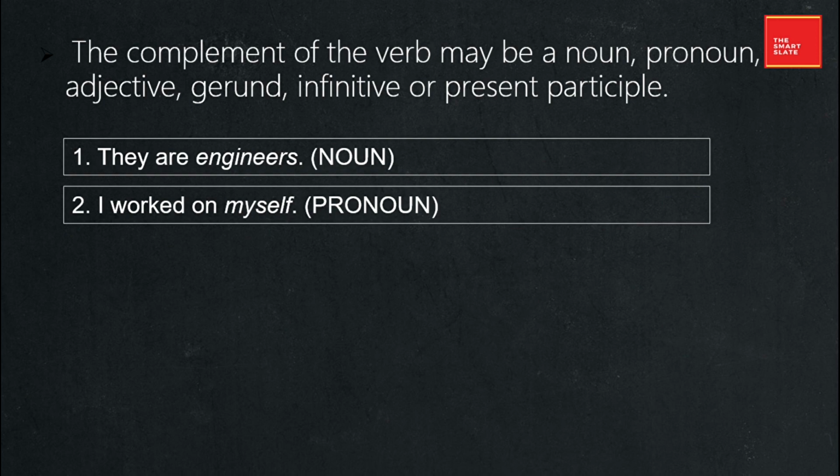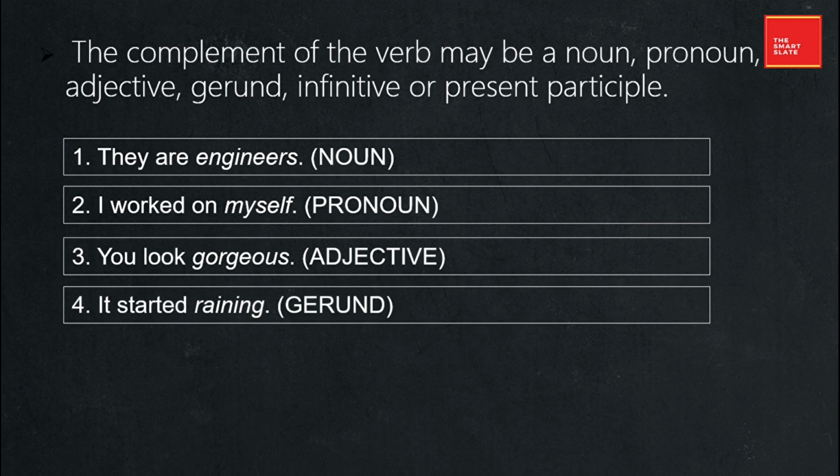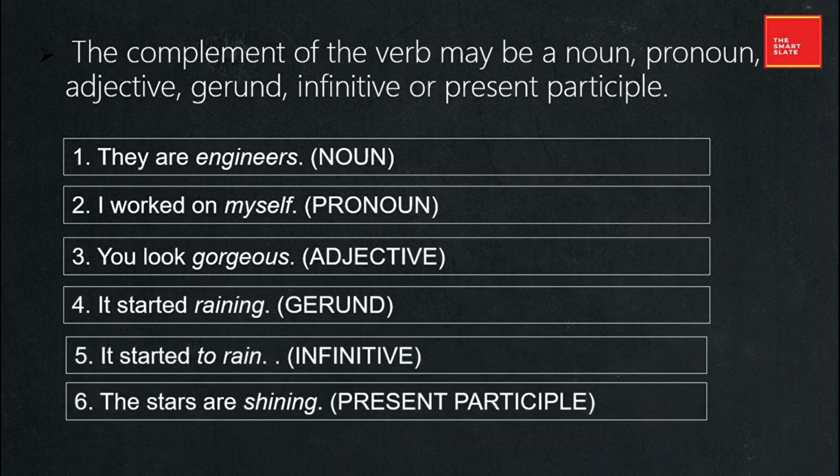I worked on myself. Myself is a pronoun. You look gorgeous. It started raining. It started to rain and the stars are shining. So raining acts as a gerund, to rain is an infinitive, and shining acts as a present participle. So are, worked, look, started, and are again, these are the verbs of incomplete predication in a sentence.